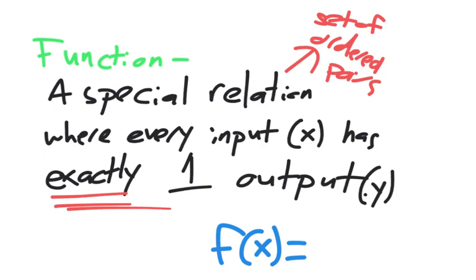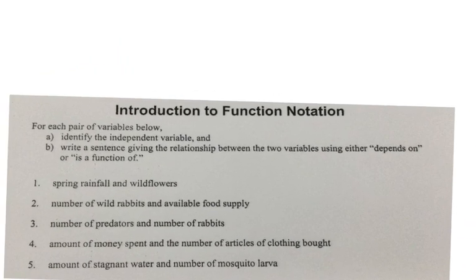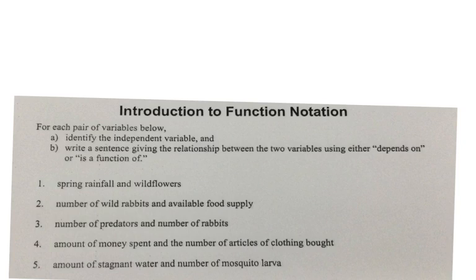Any questions about what a function is? So, in this introduction to function notation, we're going to be given two different variables. How does that relate? Well, what happens in a function? We have two different variables. We have an input and an output. We have an x and a y. Another name for them is an independent variable and a dependent variable.